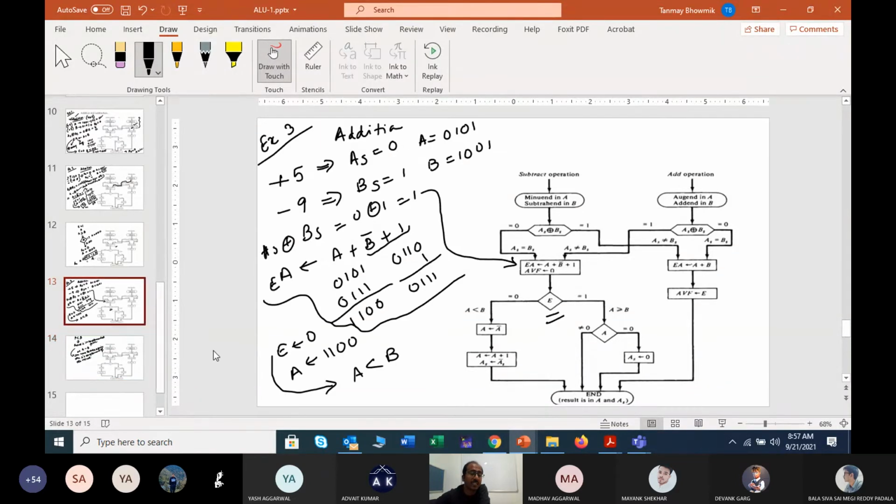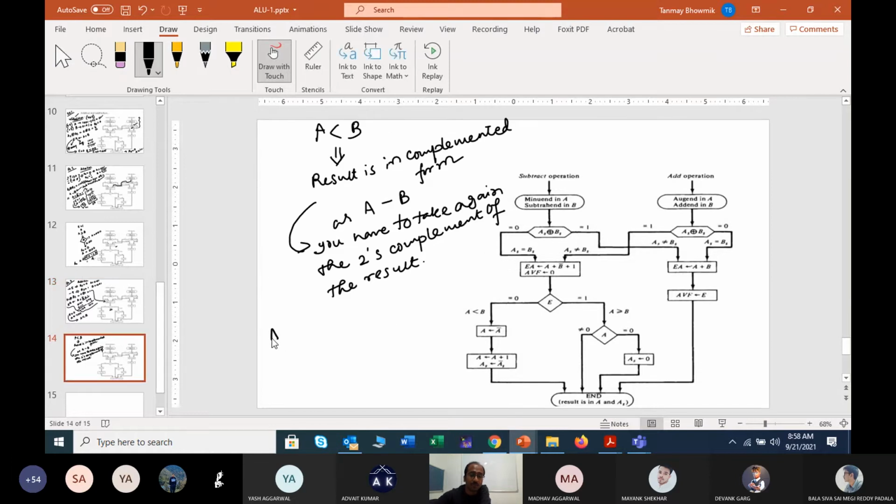In the last slide, we got A is 1100. So A is 1100. So if you take the 2's complement, it should first be the 1's complement 0011, then you will take the 2's complement. We can take this thing directly also. The 2's complement will be 0 1 0 0.